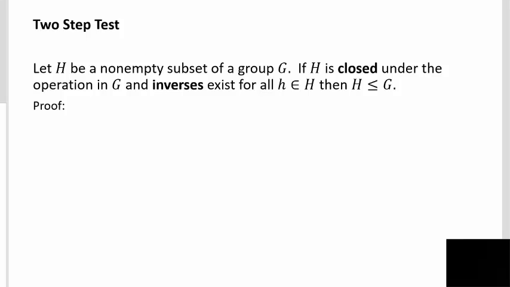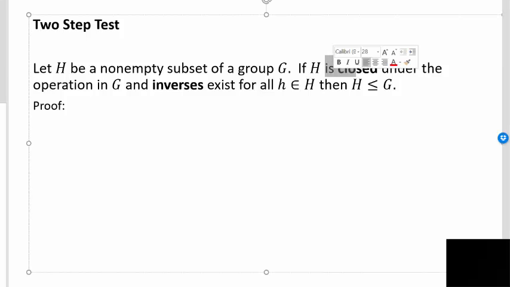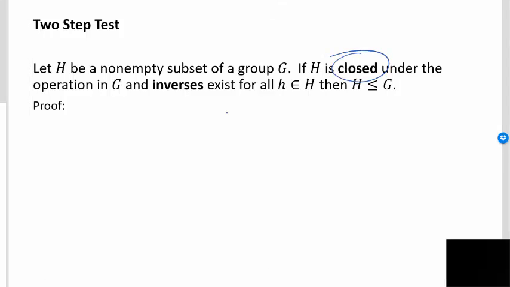The first way that we will learn to test a subset to see if it is a subgroup is the two-step test. It's very easy. You just check to make sure that the non-empty subset is closed under the operation of G, and you check to make sure inverses exist for all h in H. If they do, then you have a subgroup.